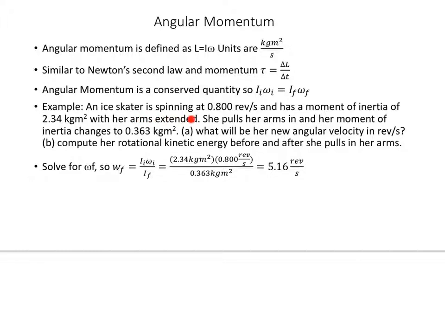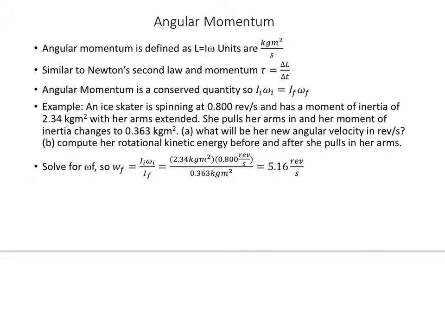So here's an example. We've got an ice skater spinning at 0.800 revolutions per second, and she's got a moment of inertia of 2.34 kilograms square meters with her arms extended. She pulls her arms in, her moment of inertia changes to 0.363 kilograms square meters. We want to find out her new angular velocity in revolutions per second, and we want to compute her rotational kinetic energy before and after she pulls in her arms.